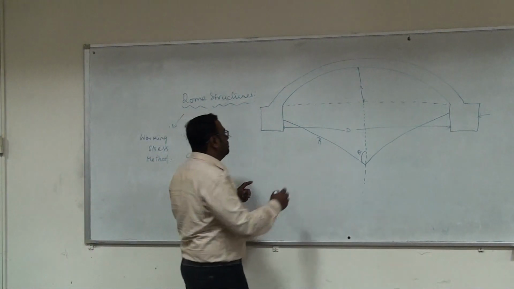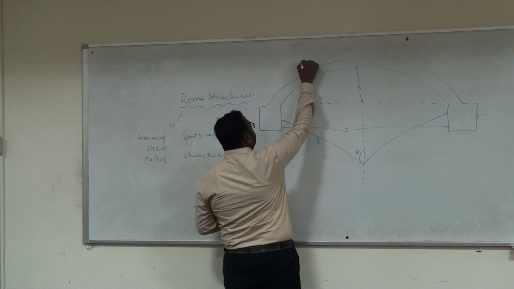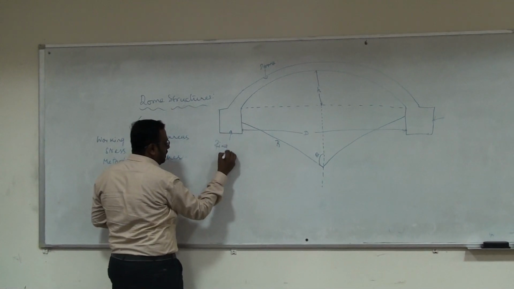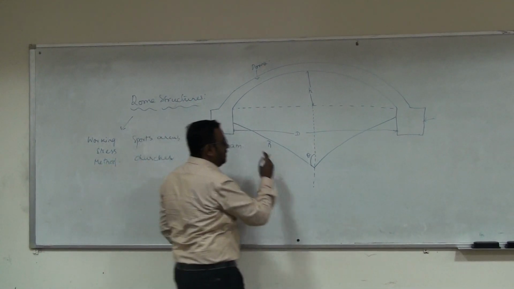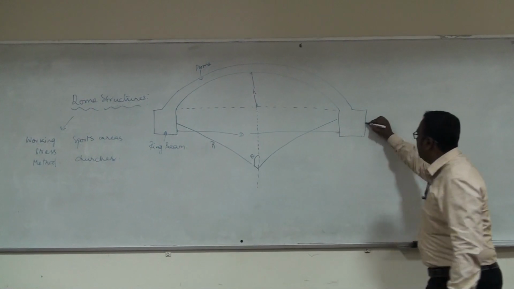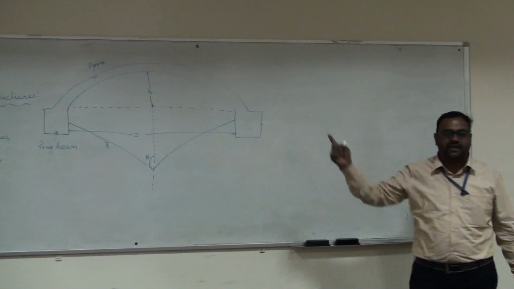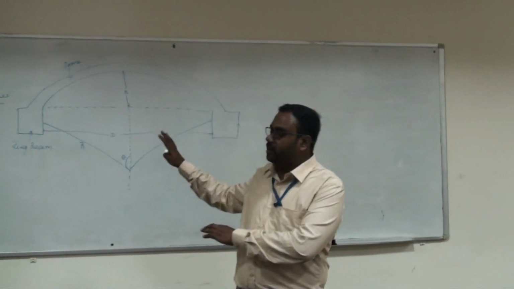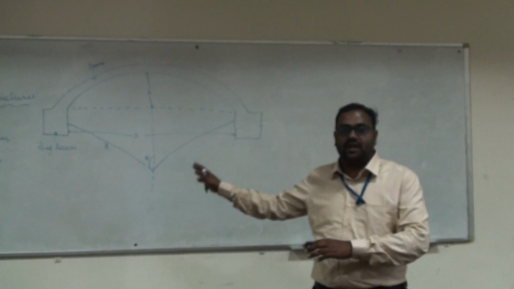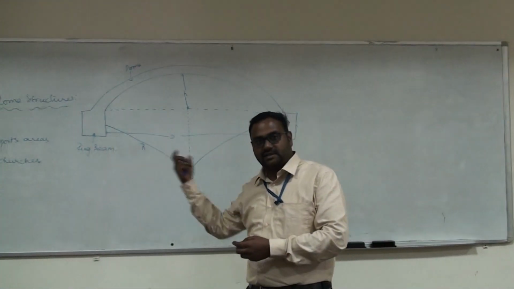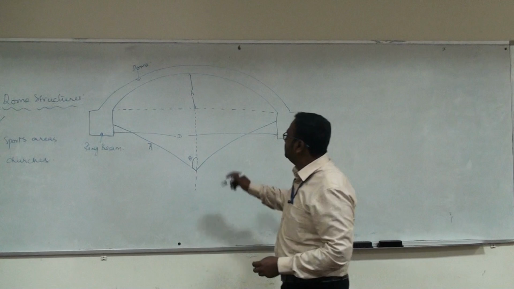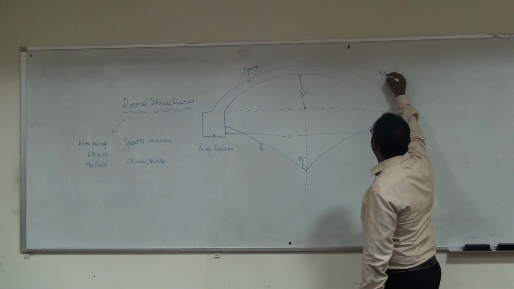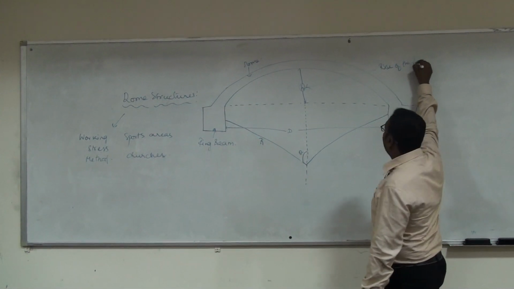In the parts of the dome, this arch structure is called the dome, and this provided beam is called the ring beam. So when we do the design for a dome, we want to design both the dome structure and the ring beam which surrounds the dome. And this one is H. This H denotes the rise of the dome.